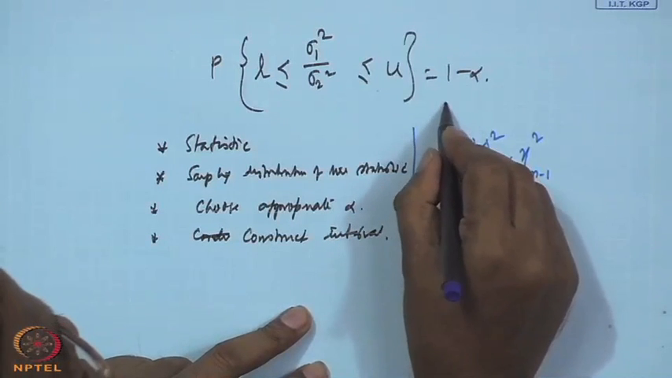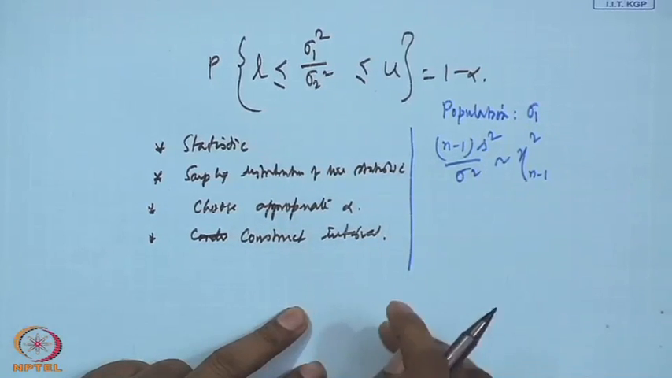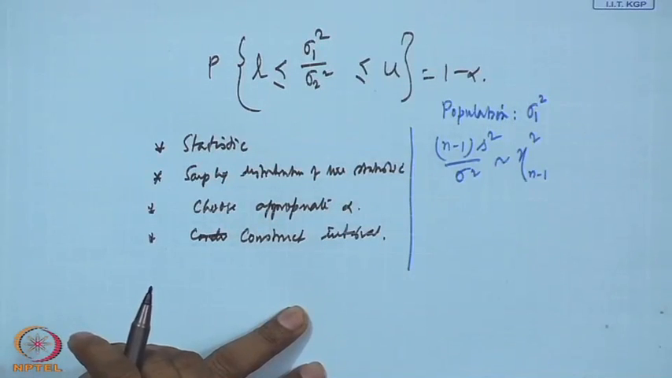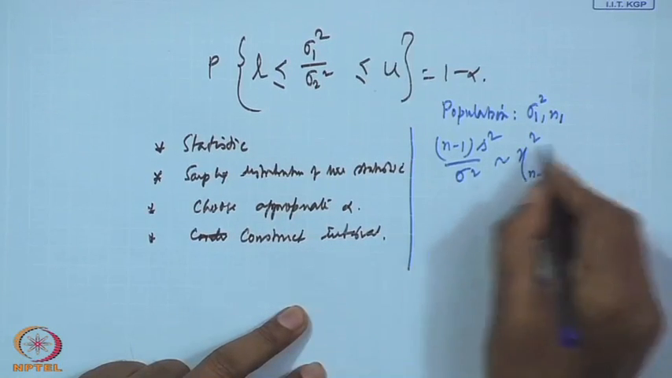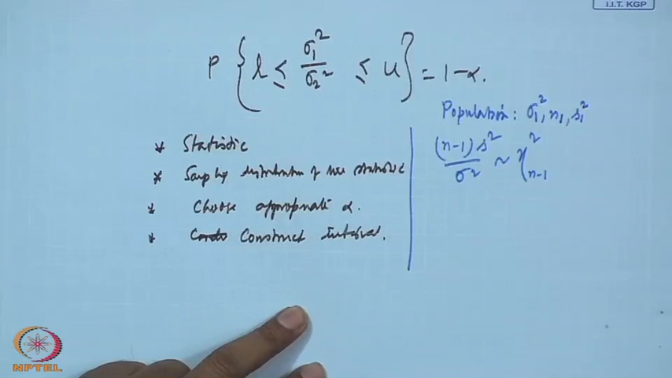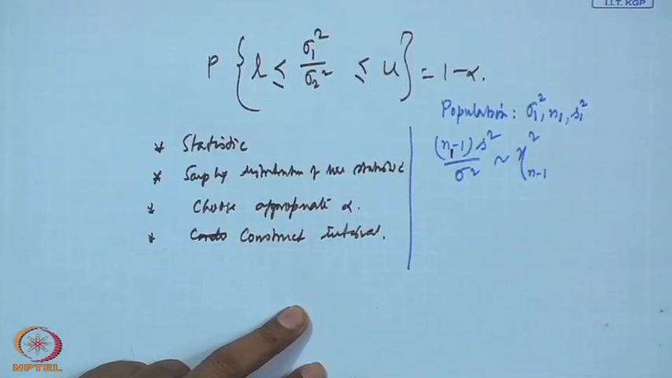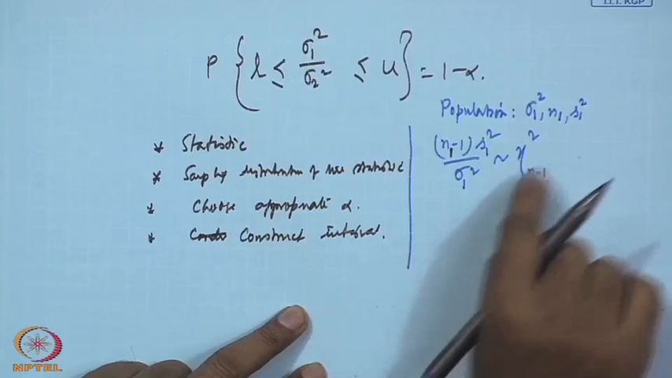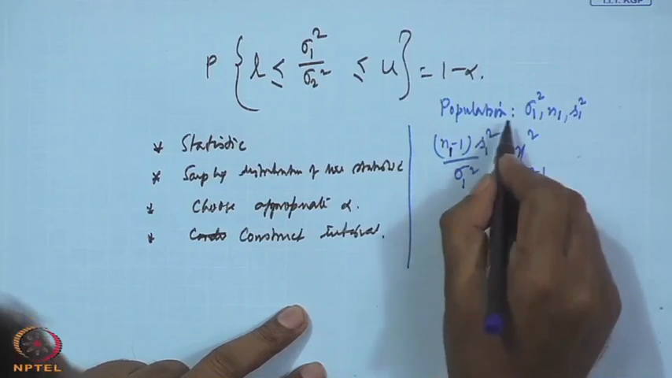Now, let us see, it is our population 1, where sigma 1 square is the variance. You have collected a sample of size n 1 and you have also computed S 1 square. Then your statistic here, n 1 minus 1 S 1 square by sigma 1 square, will follow the chi-square distribution with n 1 minus 1 degrees of freedom. Yes or no?